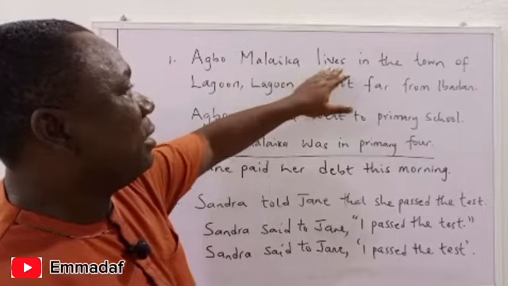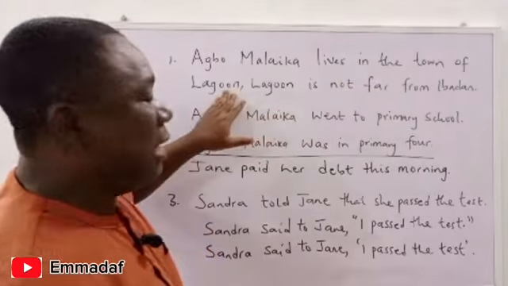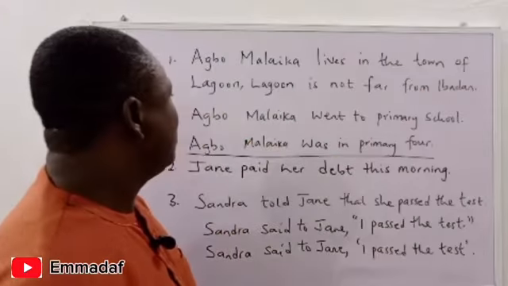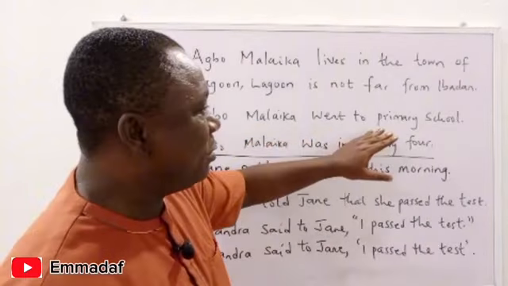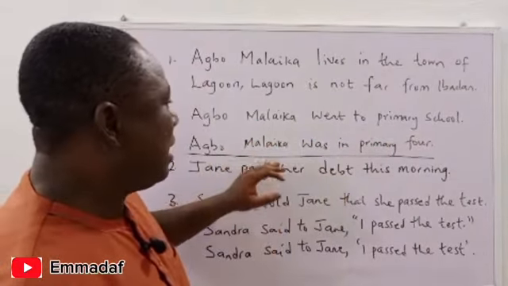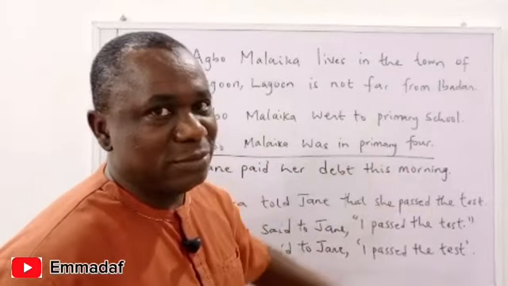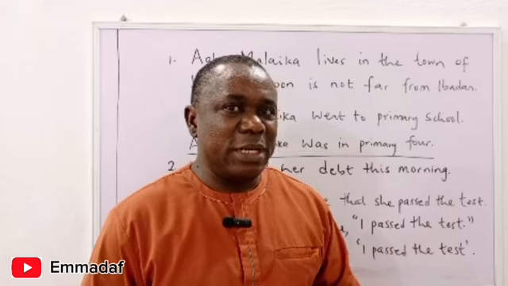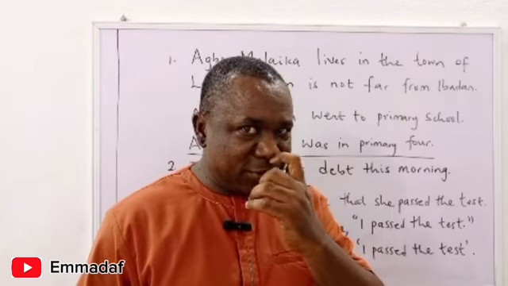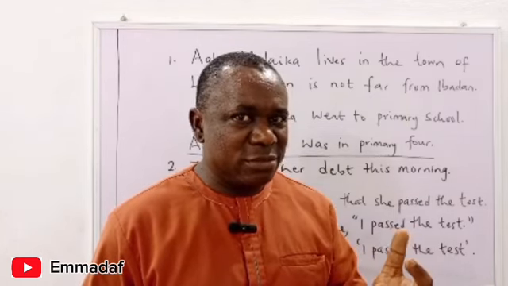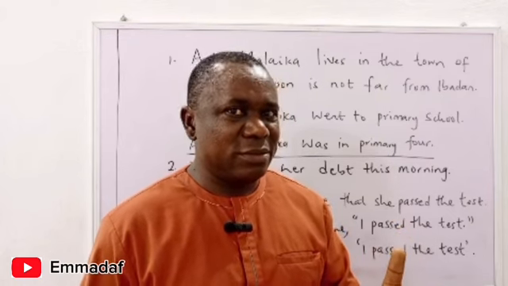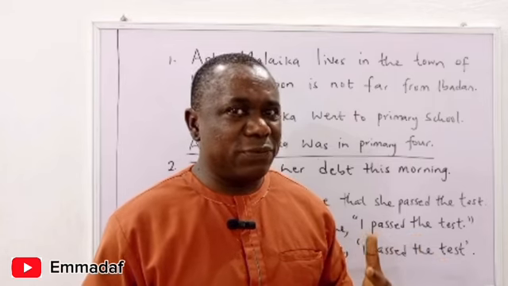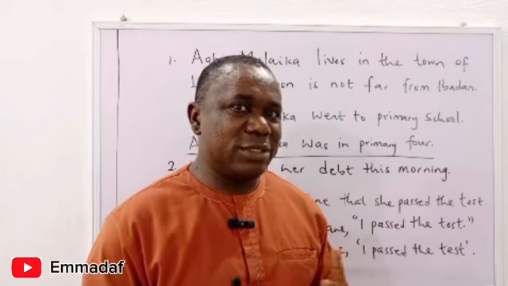Agbo Malaika lives in the town of Lagoon. Lagoon is not far from Ibadan. Agbo Malaika went to primary school. Agbo Malaika was in primary 4. If you look at these groups of sentences, you will agree with me that they sound monotonous, they sound awkward, they sound uninteresting because of the repetition of some words.